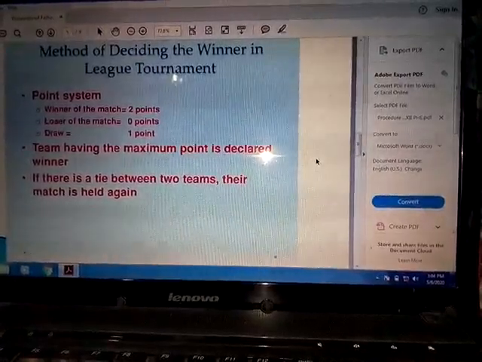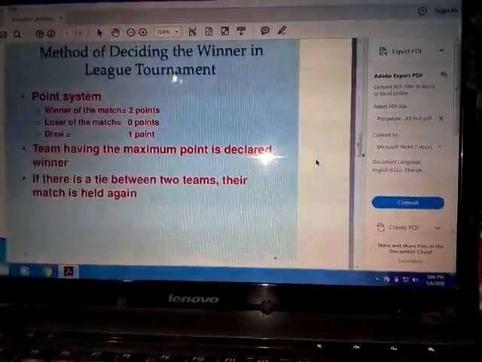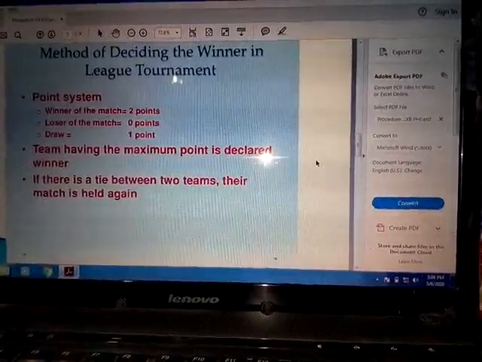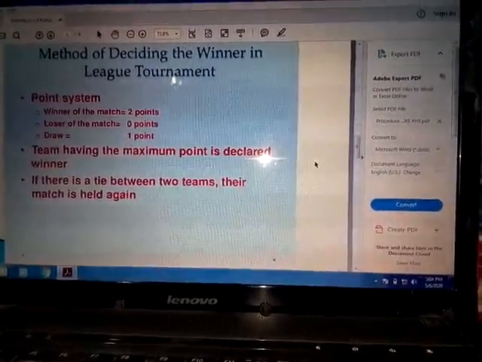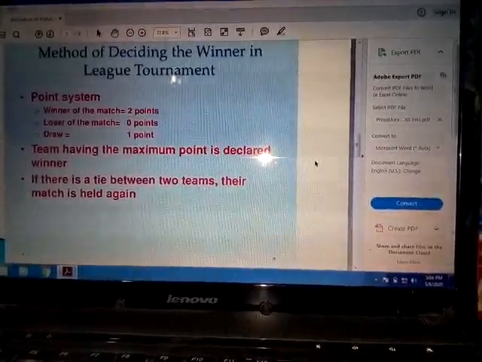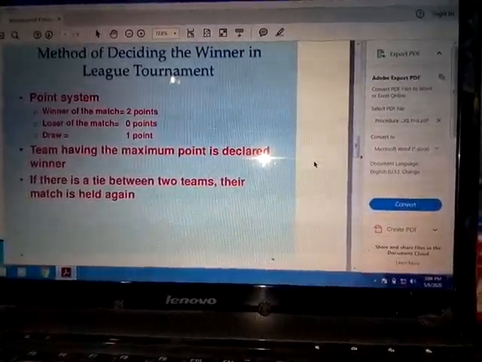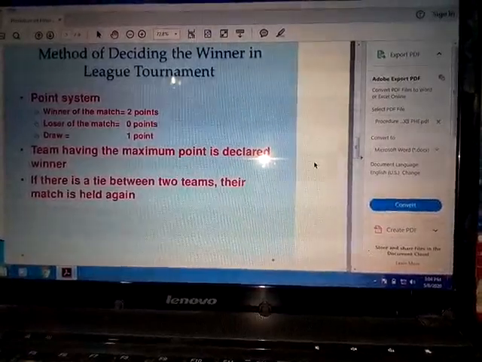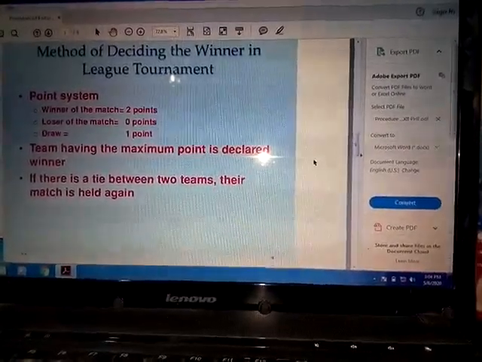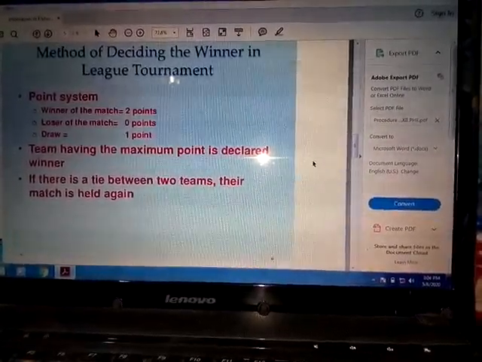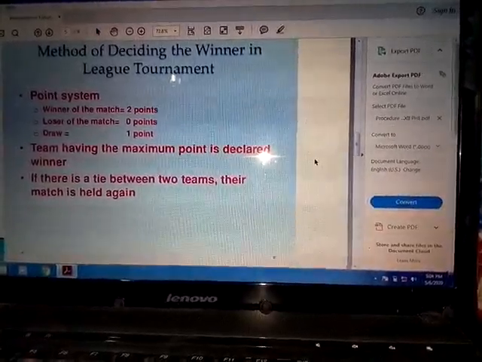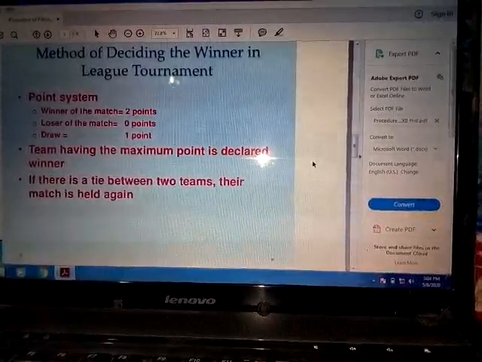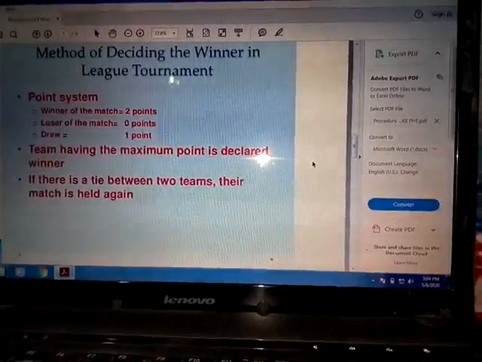The winner of the match gets 2 points. That means the team who won the match will obtain 2 points. The loser of the match gets 0 points and a draw is 1 point. Suppose the match is a draw between the two teams, then both teams will get 1 point each. The team having the maximum points is declared the winner.